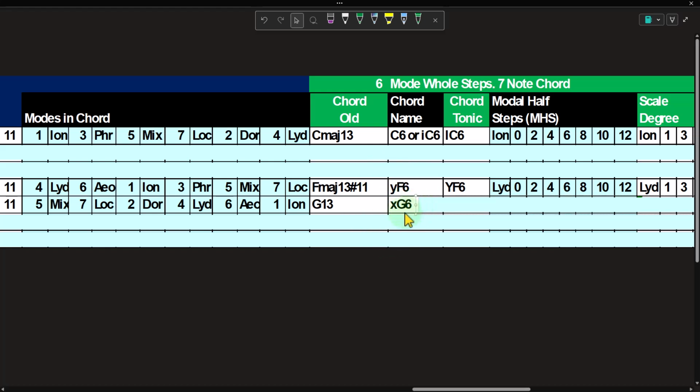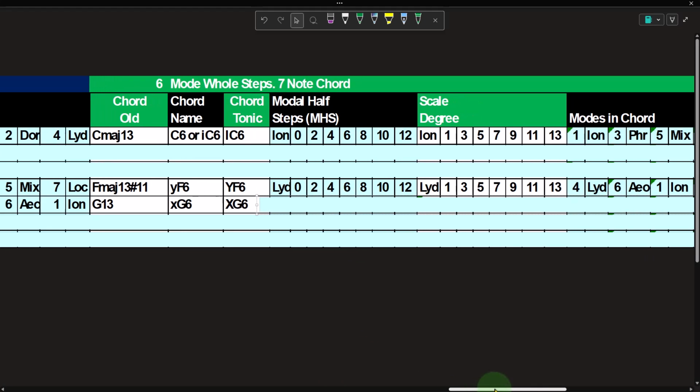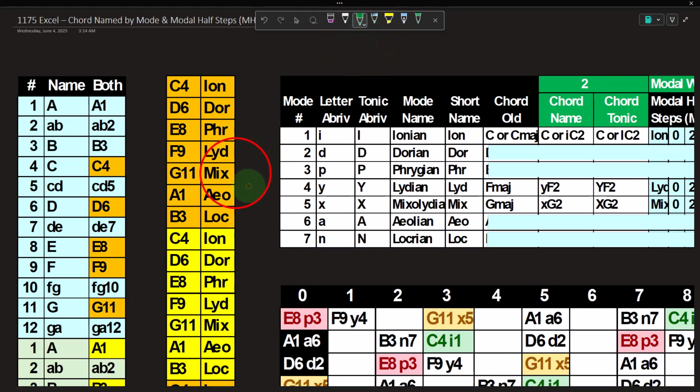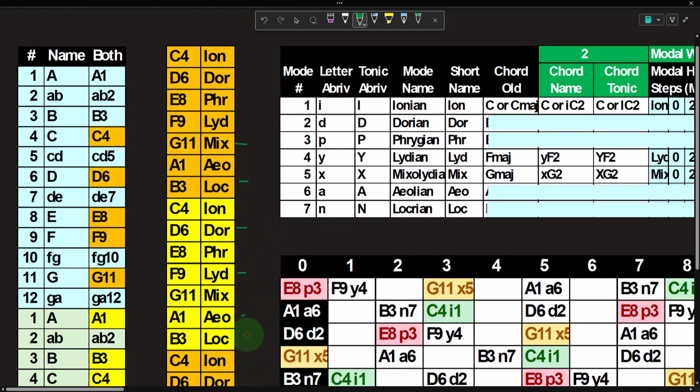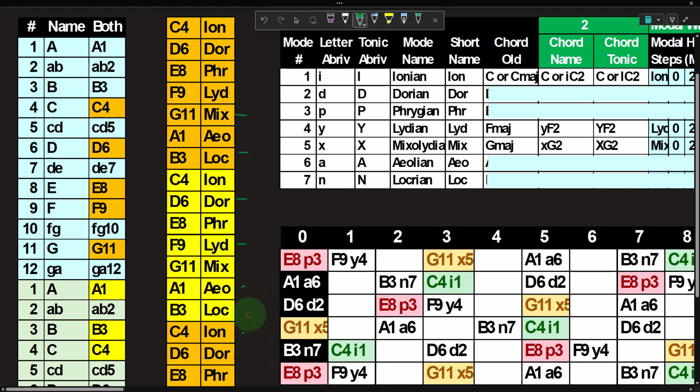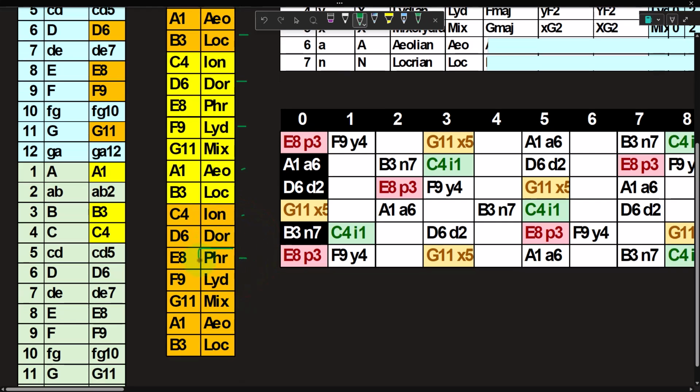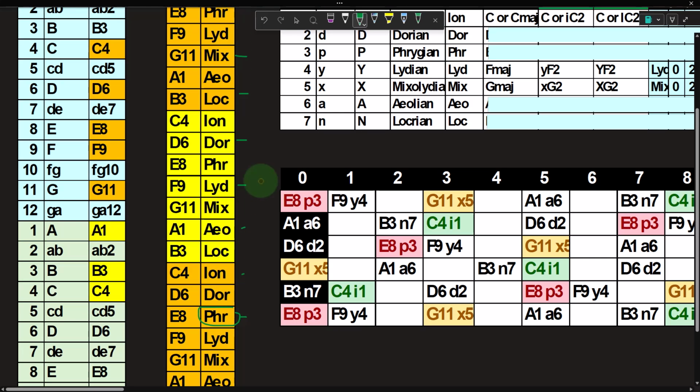So a 5G6 or an XG6, 6 modal half steps from the node you're on, the Mixolydian node, which in this case is a G. And if it was the modal center, I can make it capital. So this gives me a little bit more context, and it tells you exactly what is happening. Let's go back on over and count it out one more time. So for Mixolydian, from a scale degree, 1, 3, 5, 7, 9, 10, 11, 12, 13. 13 is equivalent to the 6.